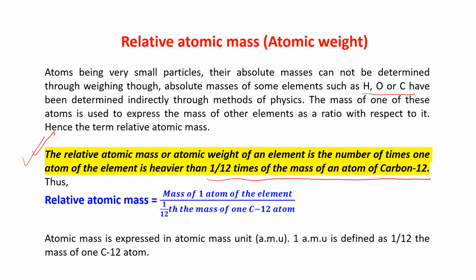Am I clear? So, relative atomic mass can be expressed like this: mass of one atom of the element divided by 1/12th the mass of one atom of C12. We have taken C12 as a standard, and we compare the mass of all other elements with respect to one atom of C12. Atomic mass is expressed in atomic mass unit. So 1 AMU is defined as 1/12th the mass of one carbon atom.